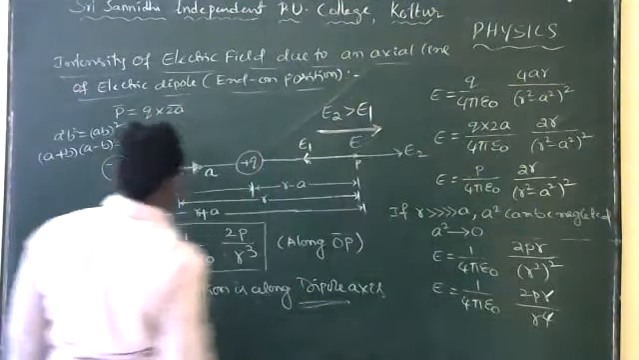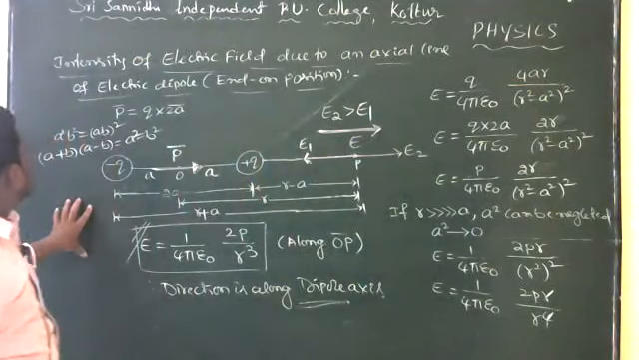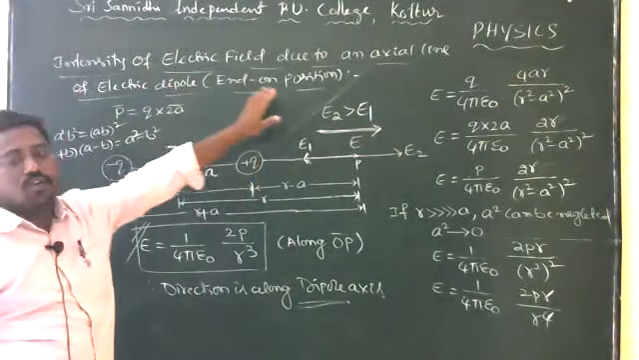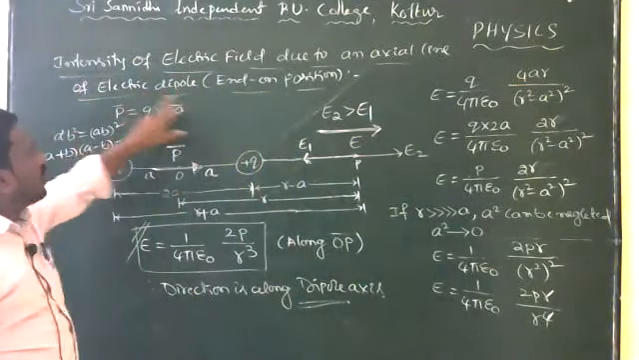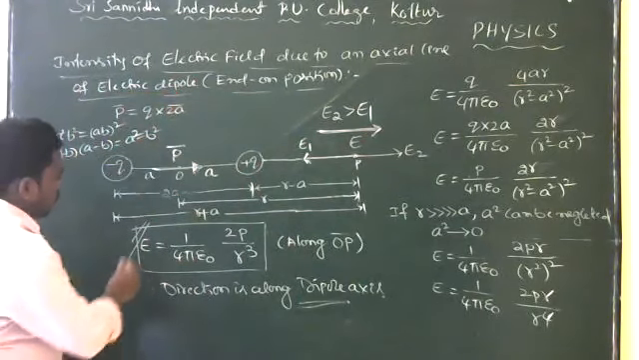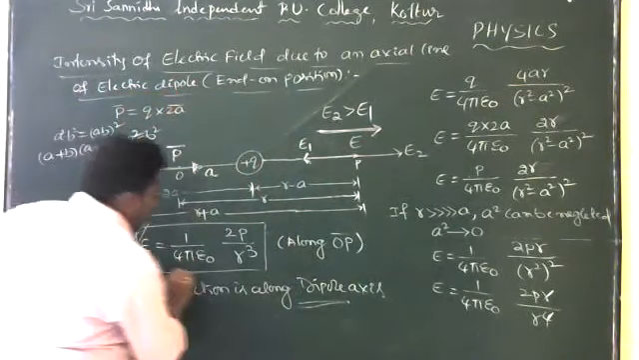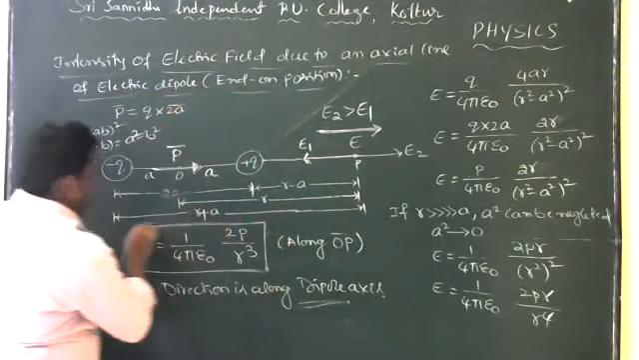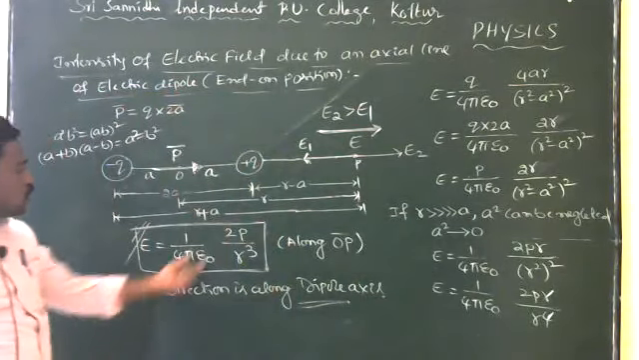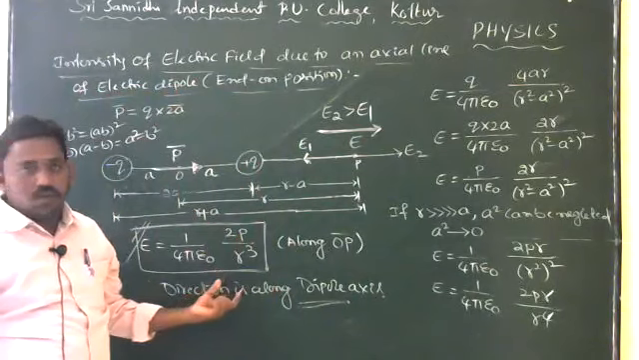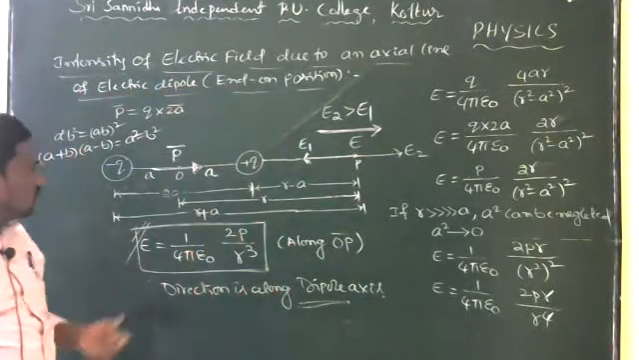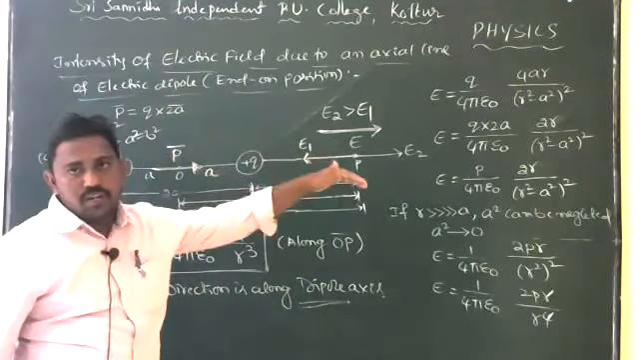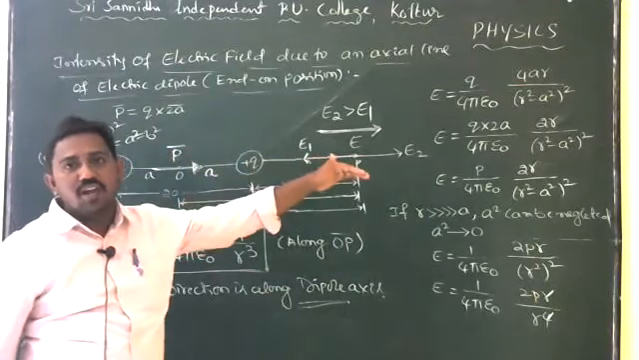It's very important. Okay. So this is the expression for intensity of the electric field due to an axial line of electric dipole. So very important. So what is the final equation? E is equal to 1 by 4 pi epsilon naught 2p divided by r cube. So in what direction is the resultant of the electric field? Along OP. So that means along the dipole axis.